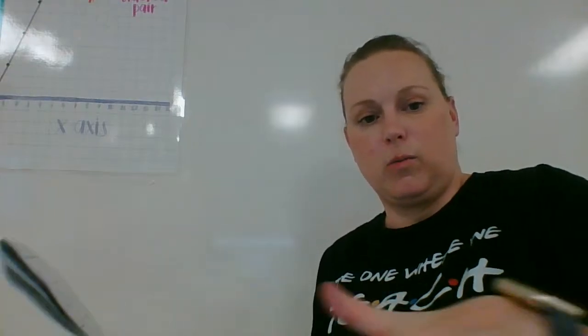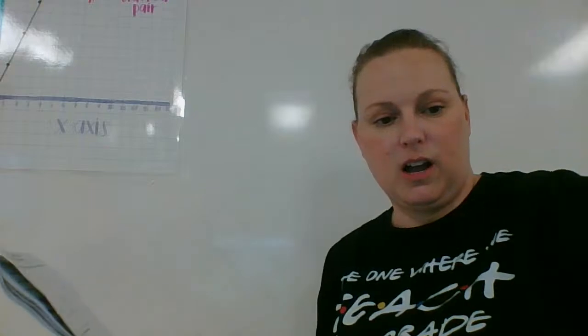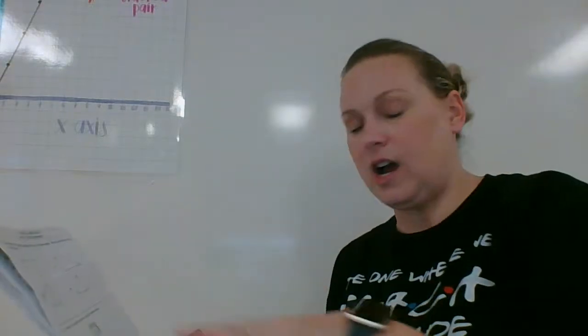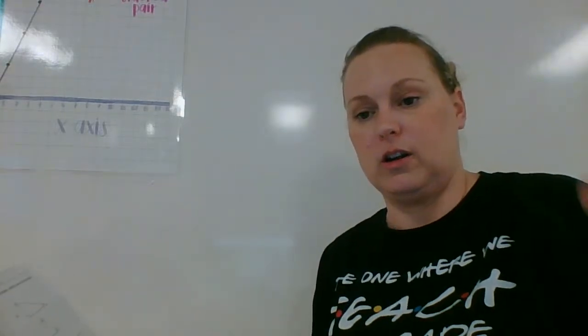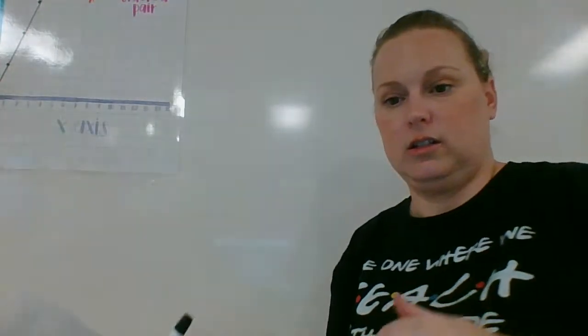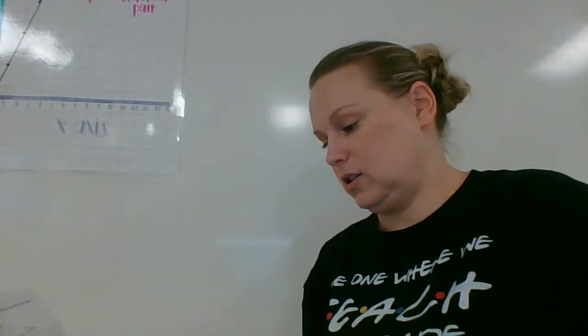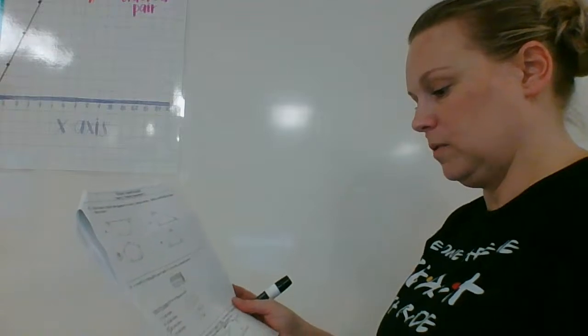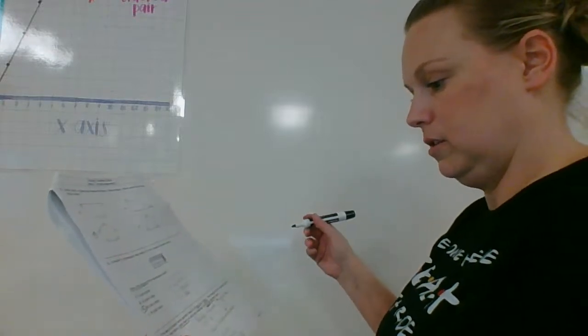Area is just when we're covering something, when we're covering the surface. We're not just covering this garden bed with dirt, we're filling it full of dirt. So here we're talking about volume.